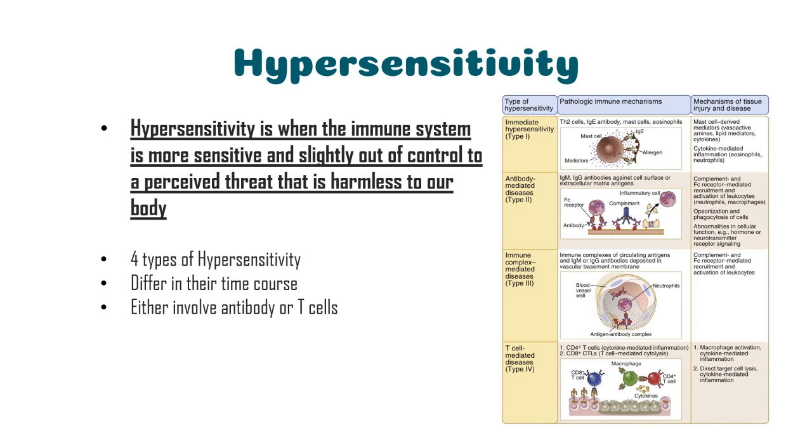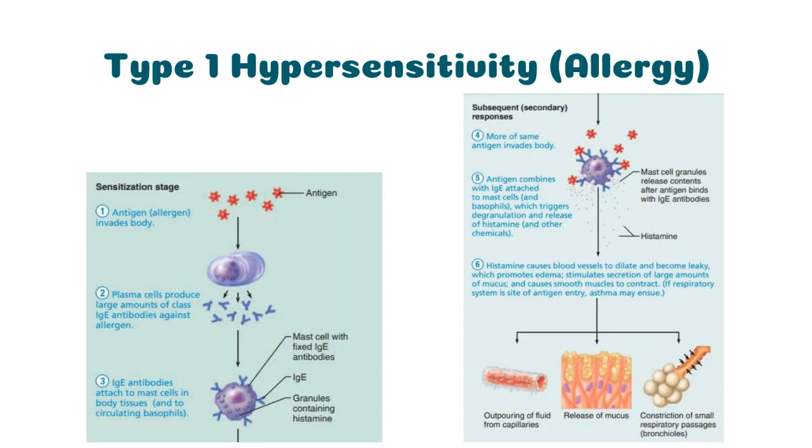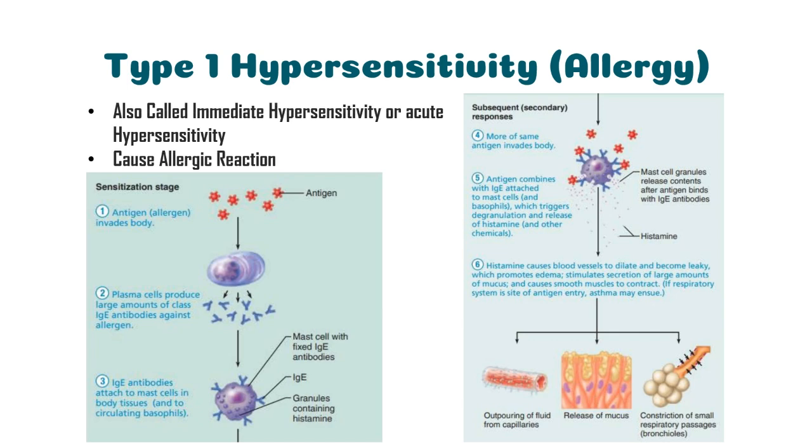These types of hypersensitivity differ in their time course, and the first three types involve antibodies, while type 4 hypersensitivity only includes T cells. And we have the type 1 hypersensitivity, which we know as an allergy. It's also called the immediate hypersensitivity or the acute hypersensitivity. So this type of hypersensitivity causes an allergic reaction.